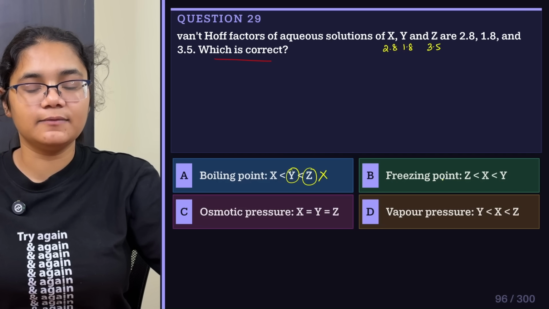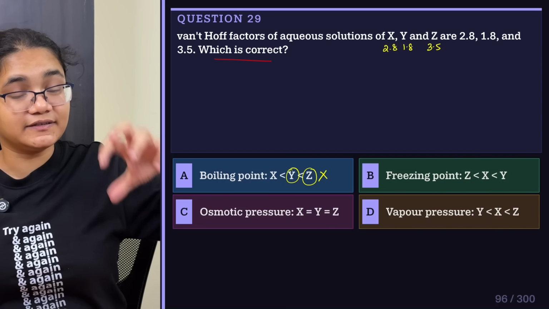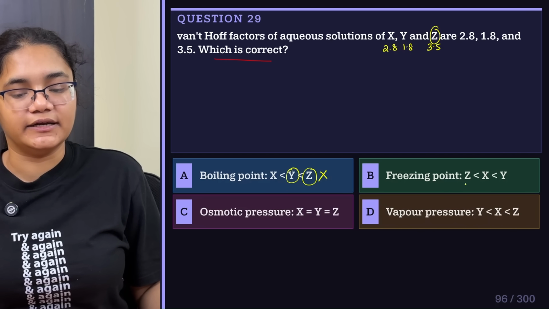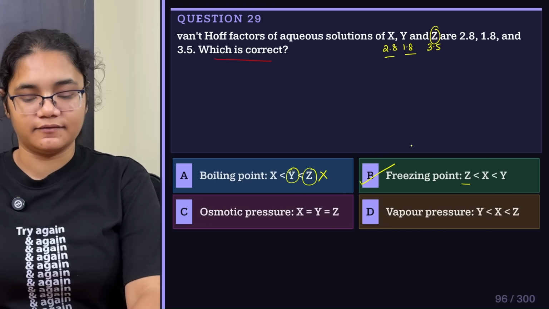Freezing point. Now remember, if the i value is more, then depression will be more and freezing point will be least here. So z is having the highest value, so it should have the least freezing point, then x and then y. So this is the correct one which is given here.